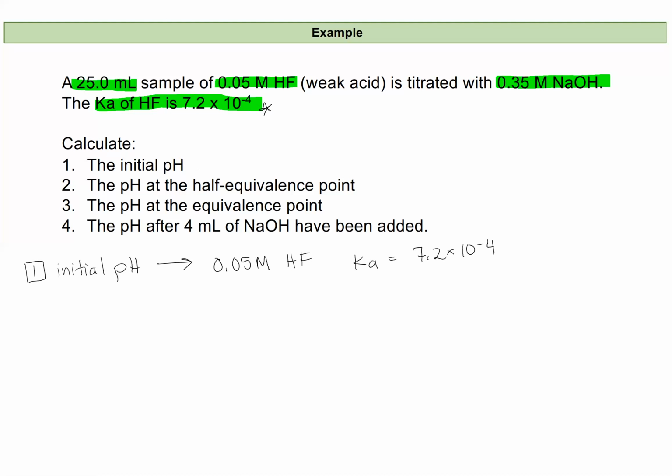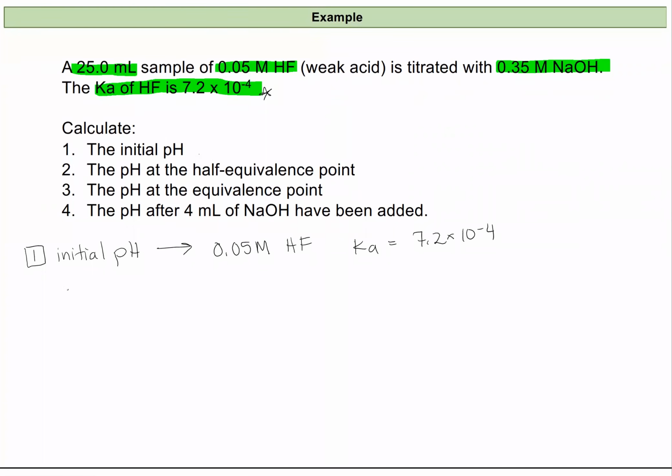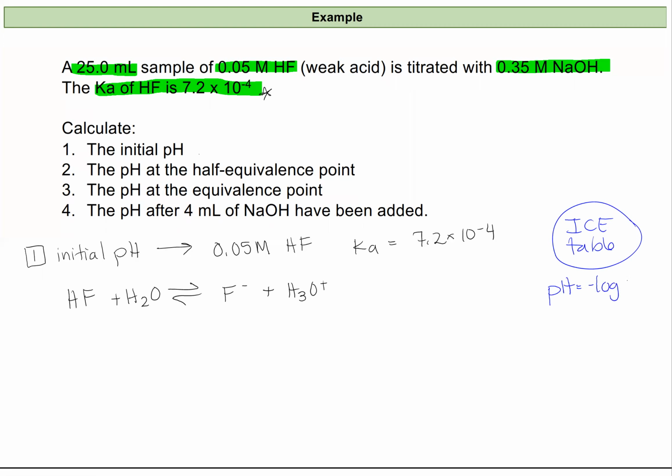And I need to have my acid dissociation reaction. So let's write that out. So we know if we have hydrofluoric acid around and water, we'll form fluoride ions and some H3O plus. And so to solve this, we're going to use an ice table. We're also going to use our pH equation. So let's start with our ice table.